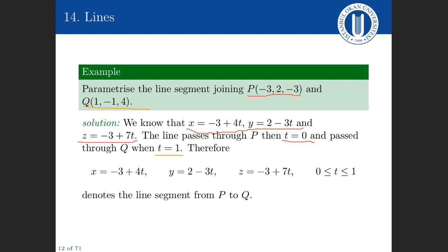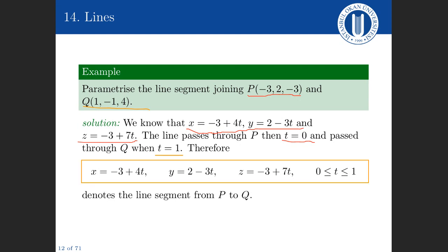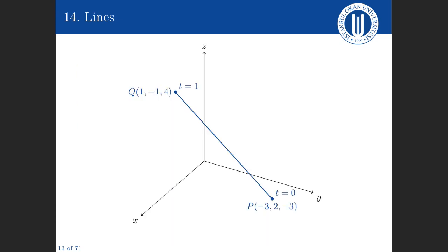Therefore, the answer to this problem, the line segment, is x is minus 3 plus 4t, y is 2 minus 3t, z is minus 3 plus 7t, where t is between 0 and 1. Here's a picture of this line segment. It's the line joining the point P and the point Q.